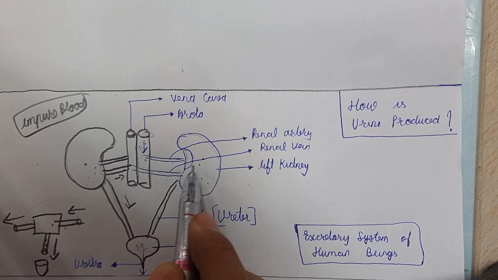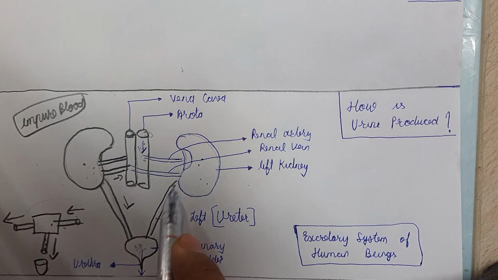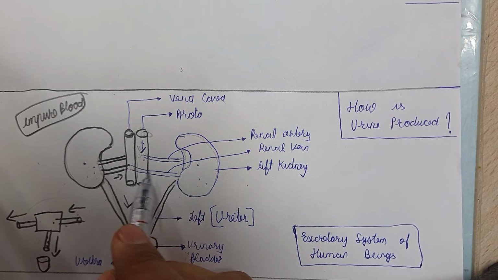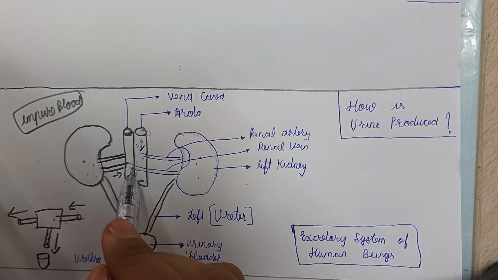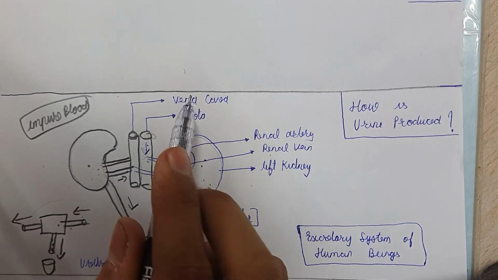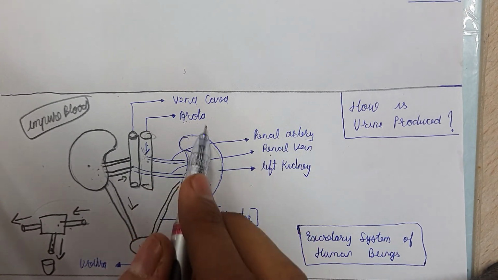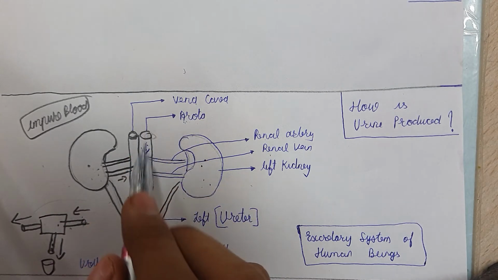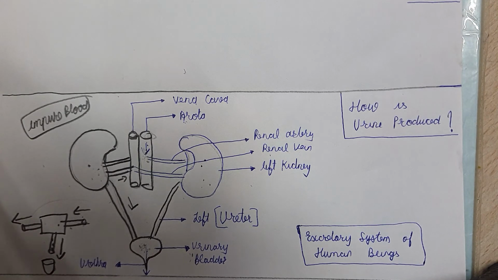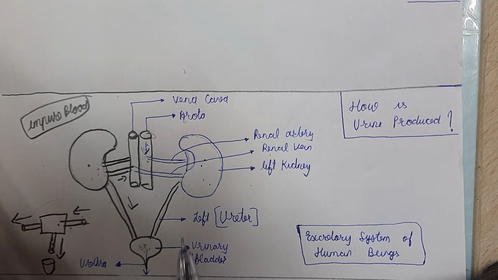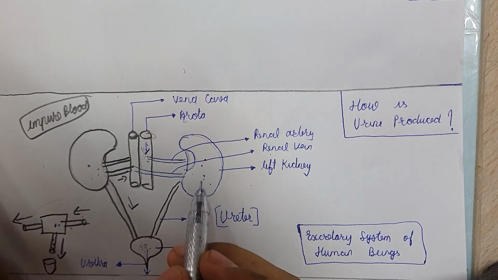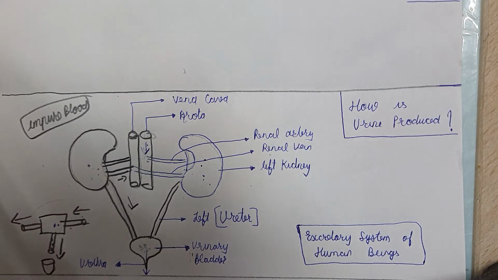Kidney purifies the blood and puts the impurities in the ureter. This is the left ureter, and the pure blood goes back from the renal vein to the vena cava. See, V for vein, renal vein, vena cava. A for aorta, renal artery. So from aorta the artery arises, and from vena cava the renal vein arises. So this was how the kidney was filtering the blood. So basically we say that this machine and this kidney are the same. The kidney is like a machine which will filter the blood.